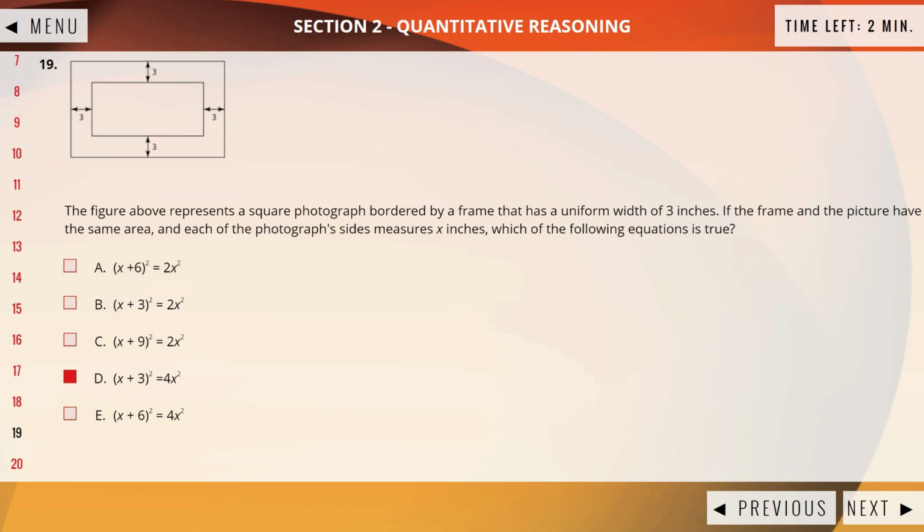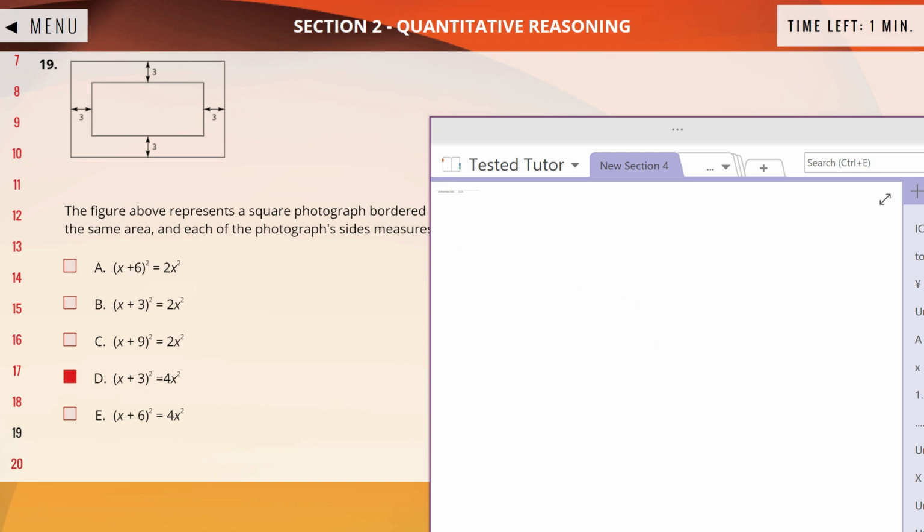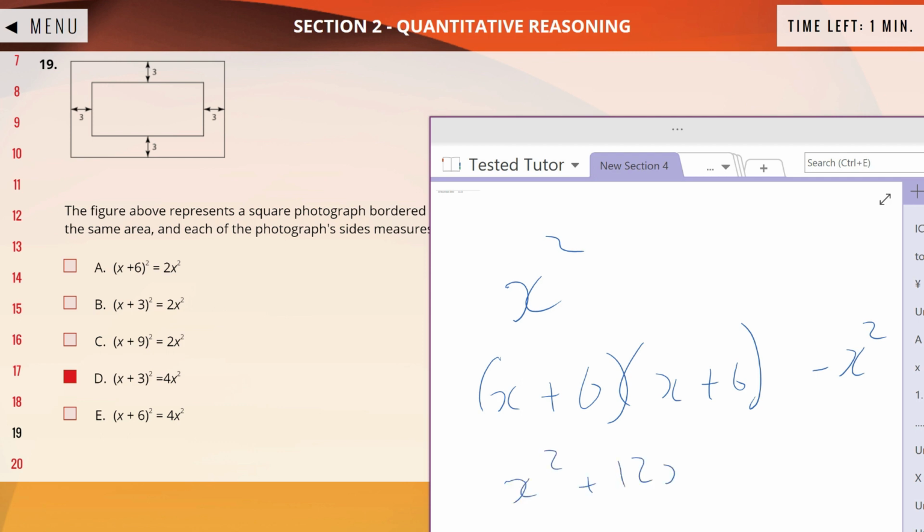Well, it said the frame and the picture have the same area. So the area of the picture is easy. That's x squared. No, that diagram is really inaccurate. It's not square, but anyway. The area of the frame is x plus 6 length times x plus 6 height, but then minus the x squared of the actual picture, because we just want the frame, which is x squared plus 12x plus 36 minus x squared, which is just 12x plus 36. And they're saying that equals the original photograph, which is x squared.